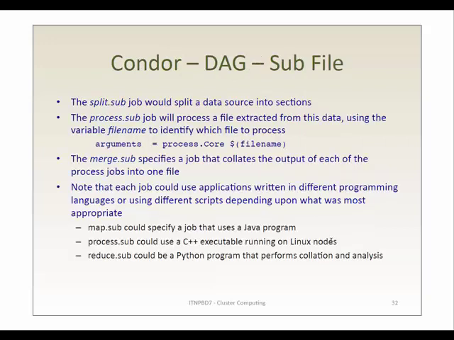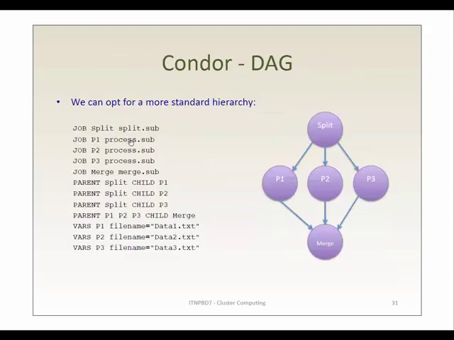One other final thing to note is that these jobs do not have to be remotely the same programming environment. So split could be written in Python. This could be written in C, and merge could be written in Java. And as long as you are producing text output and taking text input, we don't care. You can get one team to write this, another team to write that, and another team to write that. And as long as you agree what the file input output is, it doesn't matter.